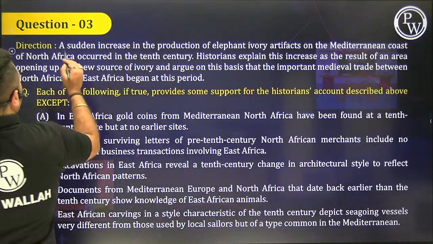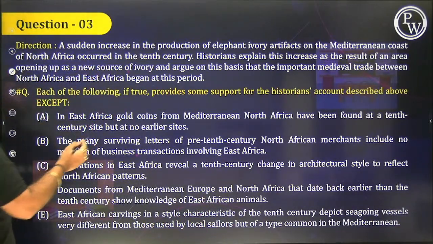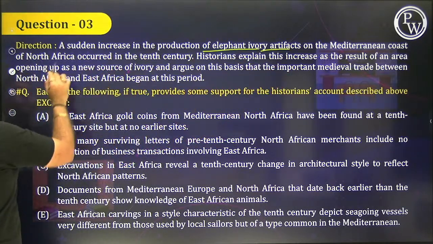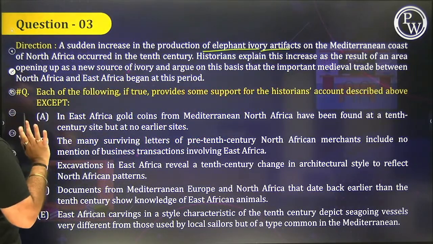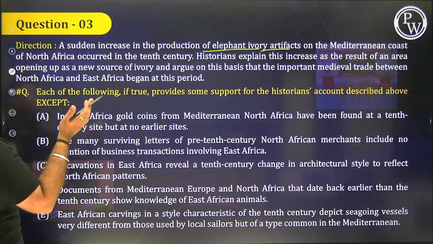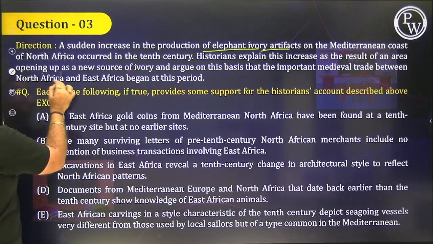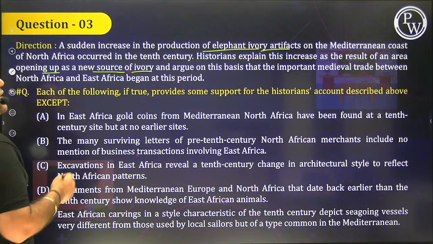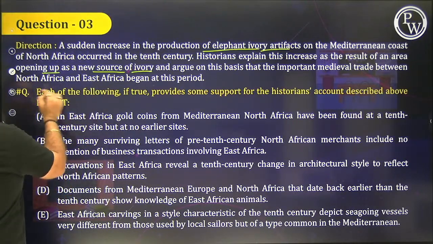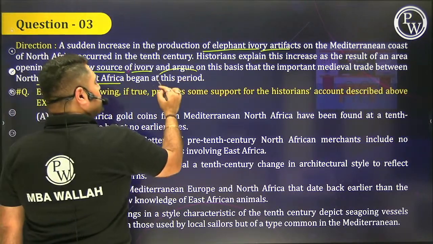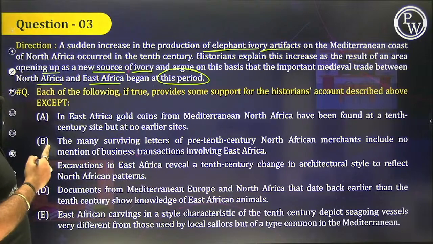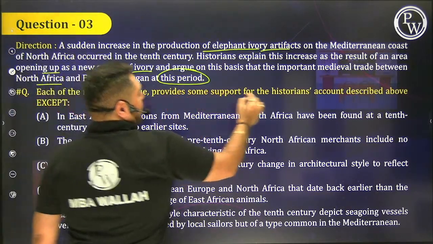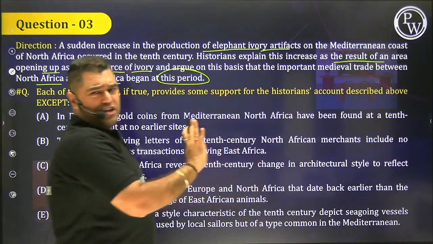Here we go. A sudden increase in the production of elephant ivory artifacts on the Mediterranean coast of North Africa occurred in the 10th century. Historians explain this increase as a result of an area opening up as a new source of ivory and argue on this basis that the important medieval trade between North Africa and East Africa began at this period. Okay? So people, suddenly this happened because a trade opened up. It's the premise given.